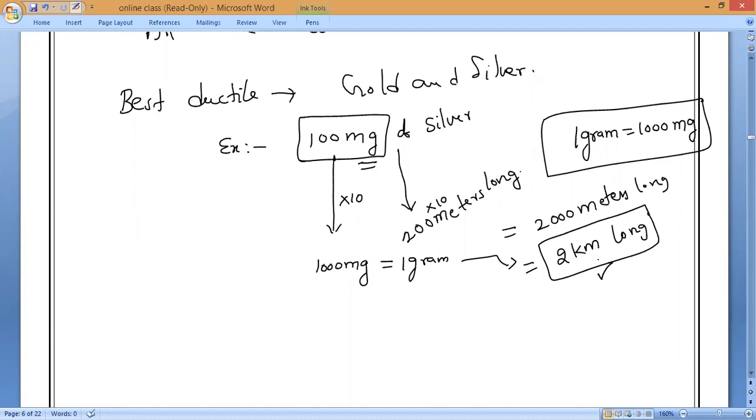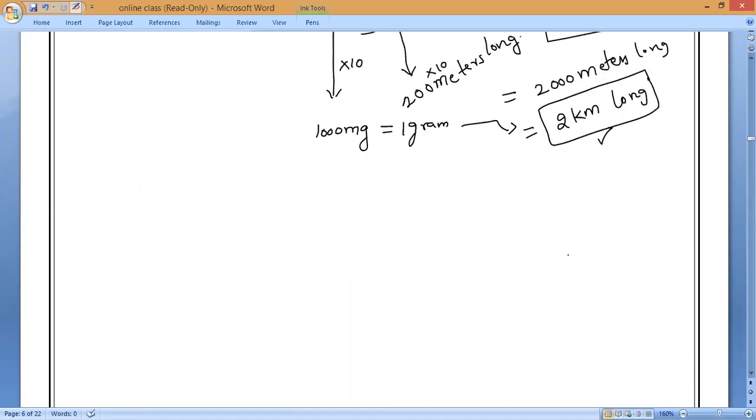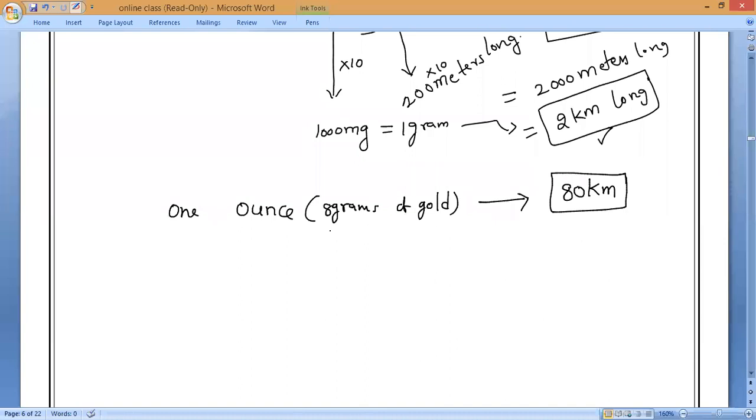Next, in the same way, if we take 1 ounce of gold. 1 ounce of gold means how much? Anybody can tell? You might know that in Tamil Nadu also you can measure like that. 1 ounce means 8 grams, I think. Is it yes? 8 grams of gold, you can stretch it into 80 kilometers. Around 80 kilometers, or we can say 50 miles.